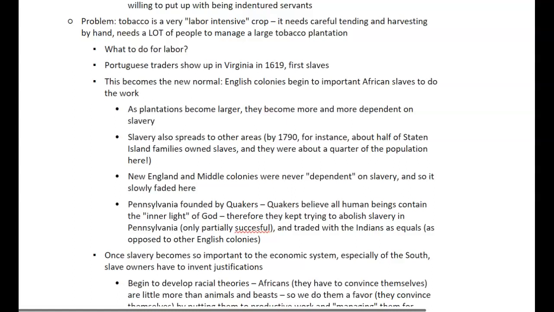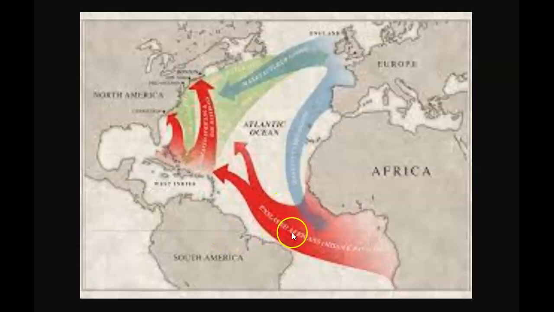Once the British start to think about, maybe we could do this, it becomes the new normal, and English colonies begin to import African slaves to do their work. I'm just realizing now this is a little fuzzy, but this is good enough for us for the moment. This is the so-called Middle Passage, or the triangular trade.